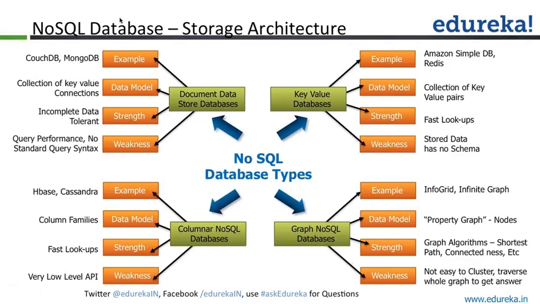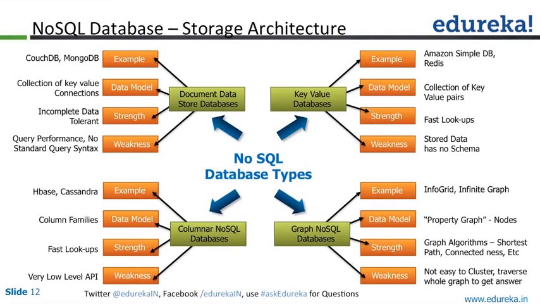Then you have the fourth one, the graph databases, where Neo4j, InfoGrid, Infinite Graph, etc. fall into this category. The important property of these databases is faster searches: graph algorithms, shortest paths, connectedness, etc. They are interested in very fast search capability, but they are not really bothered about the speed or scalability. Comparatively, they are a little weaker on the read and write speed and scalability side, but when it comes to search, they are pretty fast.